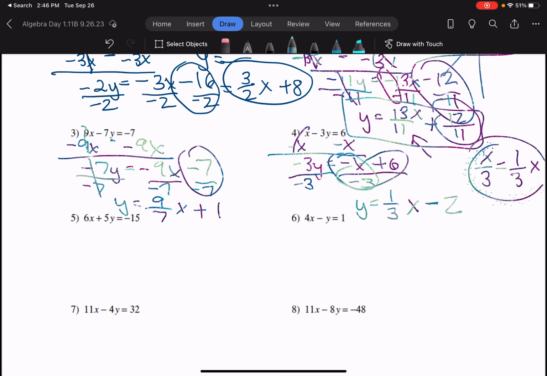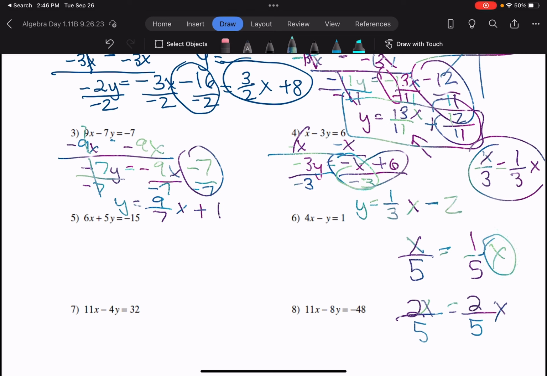So keep that in mind when you end up with a fraction. I'll give you another example. If we had x over 5, this is the same as 1/5 x. If you have 2x over 5, this is the same as 2/5 x. As long as the x is in the numerator, you can just consider that being multiplied by your fraction.